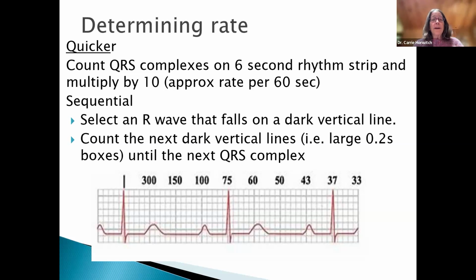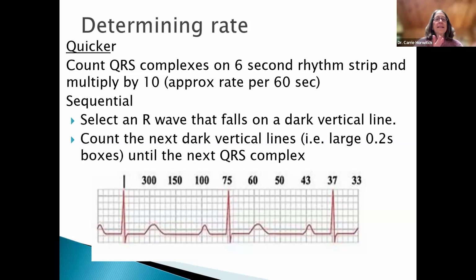But here you go down again, that's 150. Then you go down again, it's 100. And then you get to your next QRS, and that's 75. So my rate in this strip is 75. Okay? We're going to practice this a little bit. It does take getting used to.